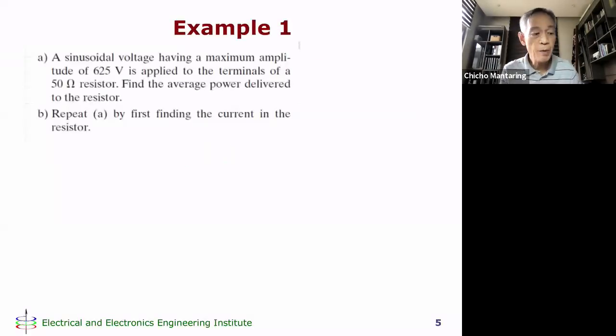So here's the first example problem. I took this from the notes that were distributed by Dr. Nervous. A sinusoidal voltage having a maximum amplitude of 625 volts is applied to the terminals of a 50 ohm resistor. Find the average power delivered to the resistor. So can I ask you to just solve this right now using your calculators? And can you tell me what you think the answer is using the chat box?